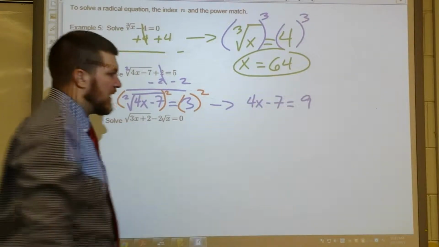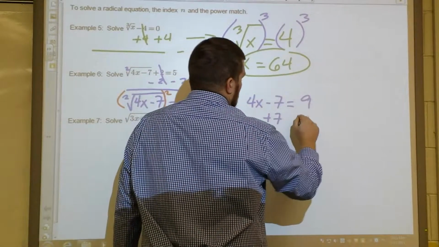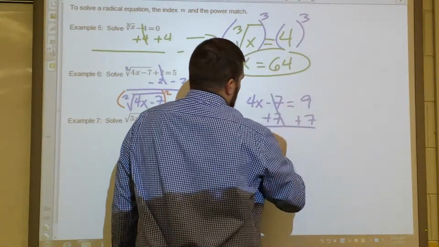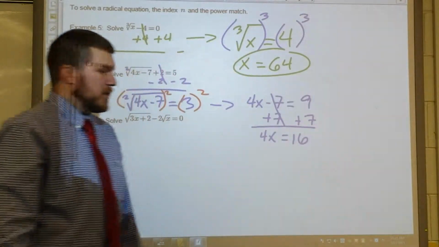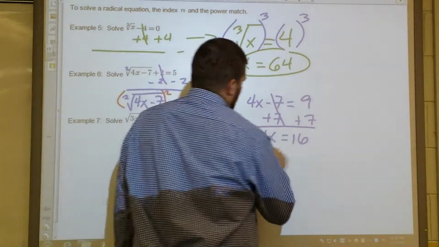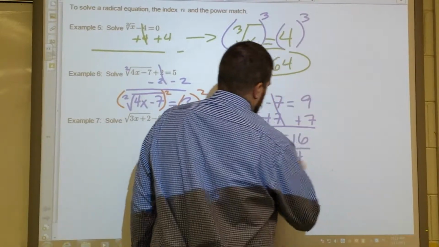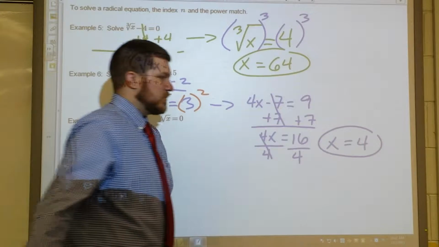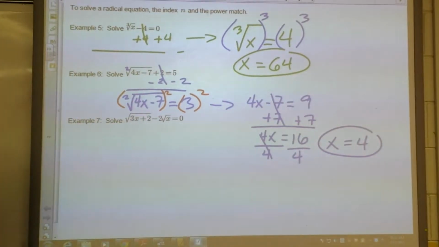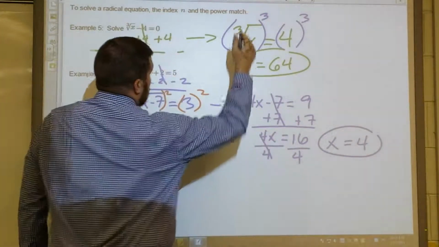First step is now add 7. So 4x equals 16. And now I want to get x by itself. So divide by 4. So x equals 4 if I clean up my fraction. No big deal.